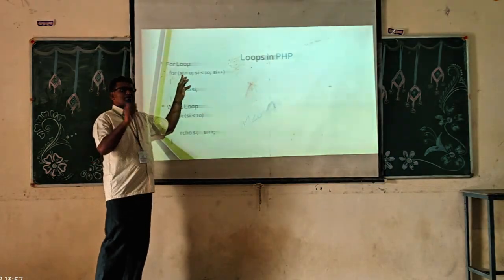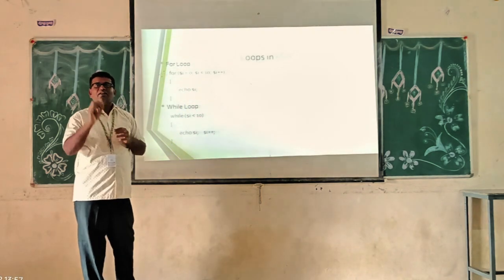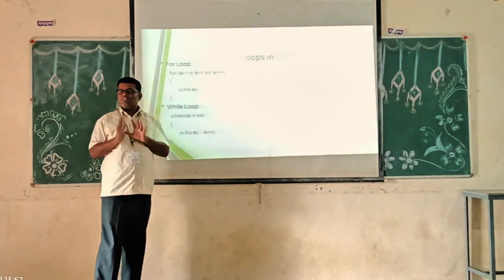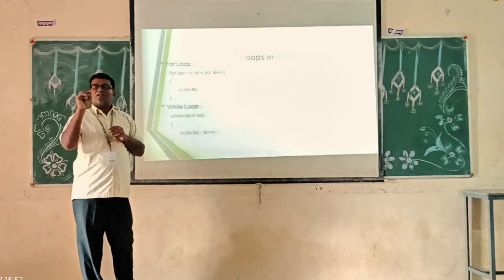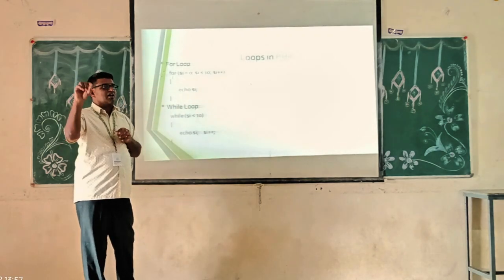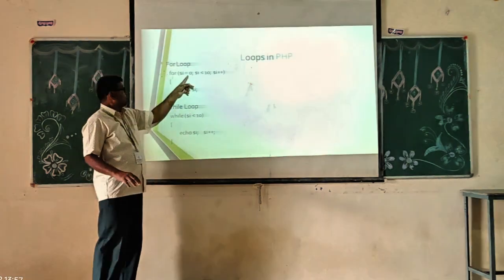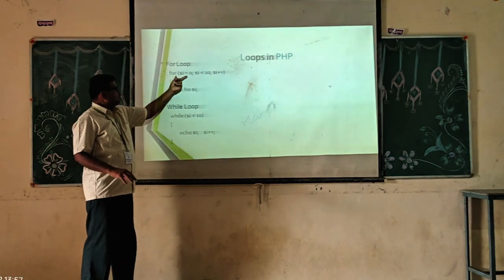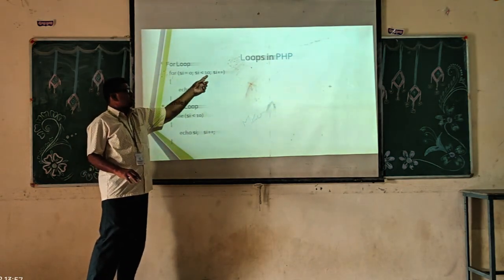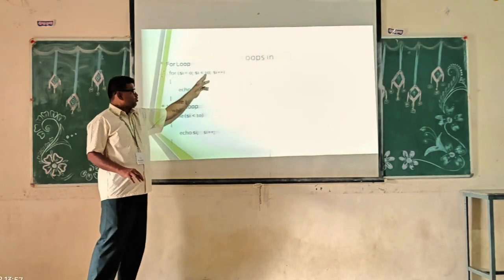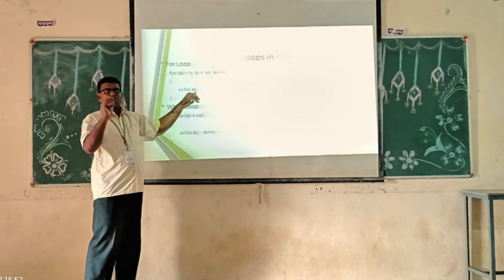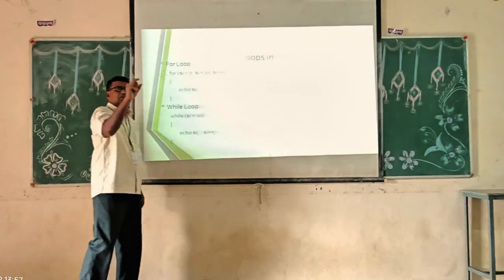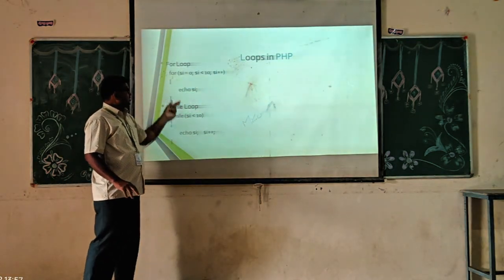In C language, for I equal to 0, I less than 10, I plus plus. But in PHP we use the dollar sign on each and every variable: dollar sign I equal to 0, dollar sign I less than 10, dollar sign I plus plus. The condition is I equal to 0, 0 less than 10, is it true or false? If true, echo statement. What is the echo statement? It is like the printf statement. Print I, so it automatically prints the value 0. So it is called the for loop.